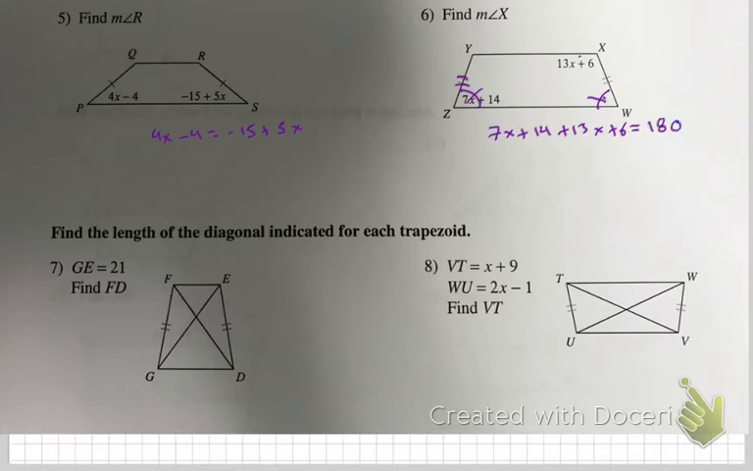So pretty much, guys, they're either going to be equal or they're going to be supplementary. Pretty straightforward. And then let's look down towards the bottom. We're just talking about segment lengths. So GE is 21. Okay, they're asking for the length of FD. Well, we know that this is an isosceles trapezoid based off these markings. And remember, diagonals are congruent, so FD would also be 21. Looking here, again, isosceles trapezoids would be x plus 9 equals 2x minus 1.